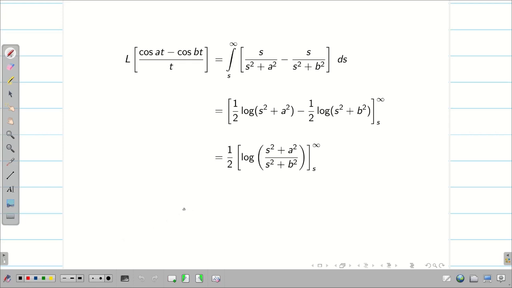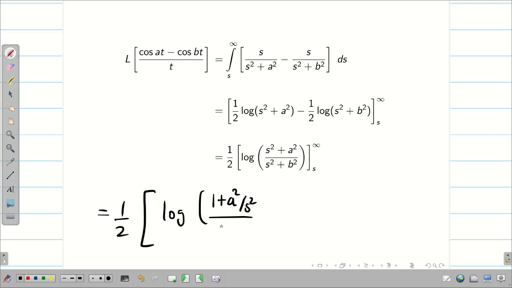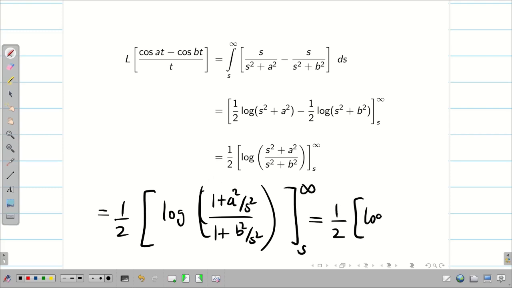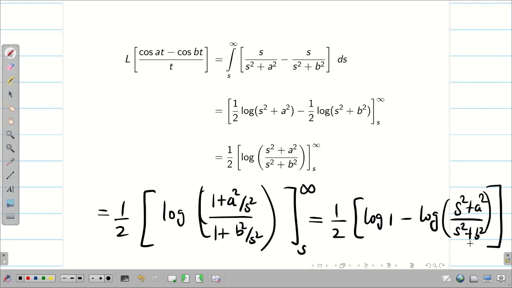Now, as I said earlier, if we simplify this, we get log 1 plus a square by s square in the numerator, and in the denominator we get 1 plus b square by s square, if you take s square in common, s to infinity. Now when you apply the upper limit, it will become log 1 plus 0 by 1 plus 0. So 1 by 1 is 1, minus the lower limit, there is no change. S square plus a square divided by s square plus b square, we can write as it is. So log 1 is 0.